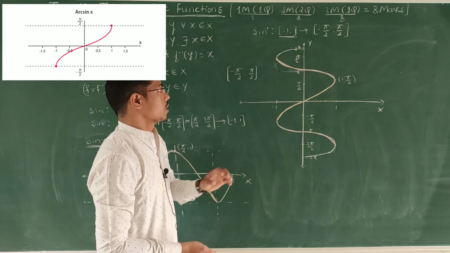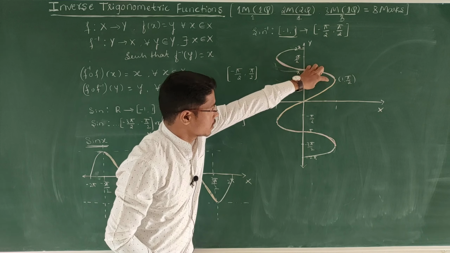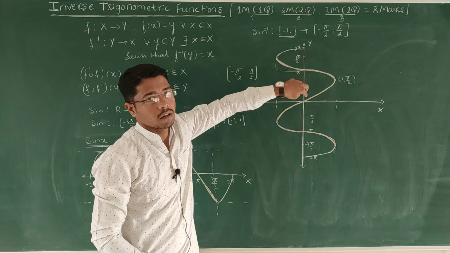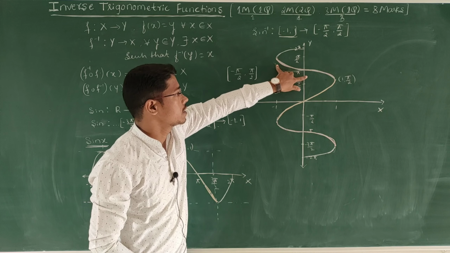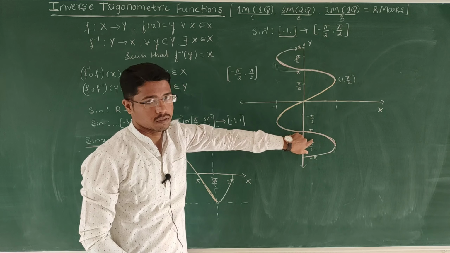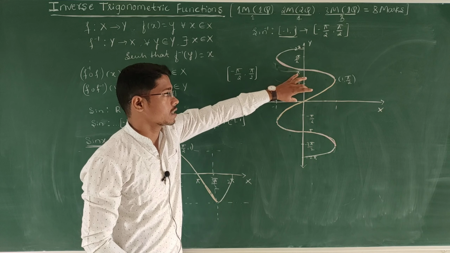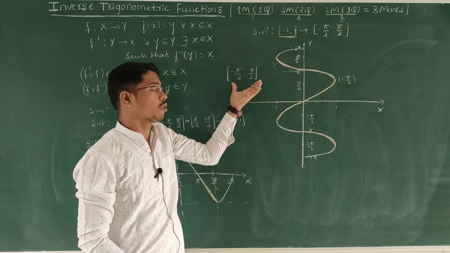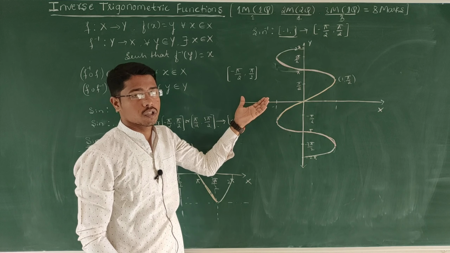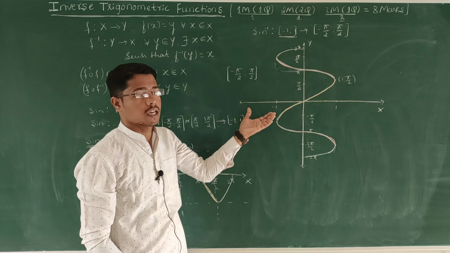Okay, so this region is called the principal value branch, and these regions have other names. This is called the principal value. This is very important for 1 mark questions. They will ask, write the principal value branch of sine inverse.